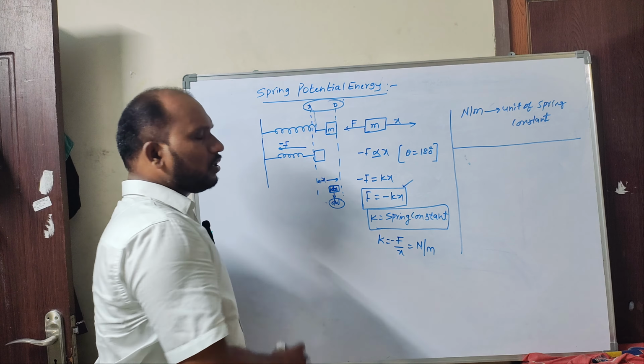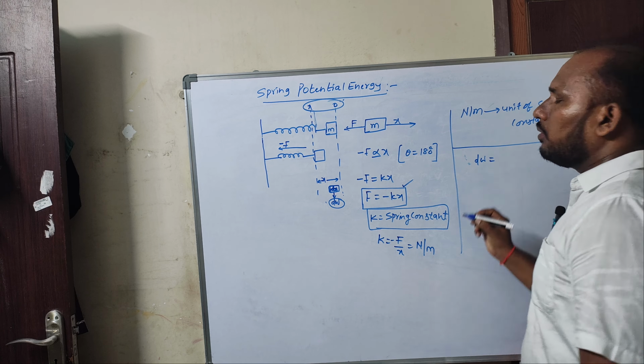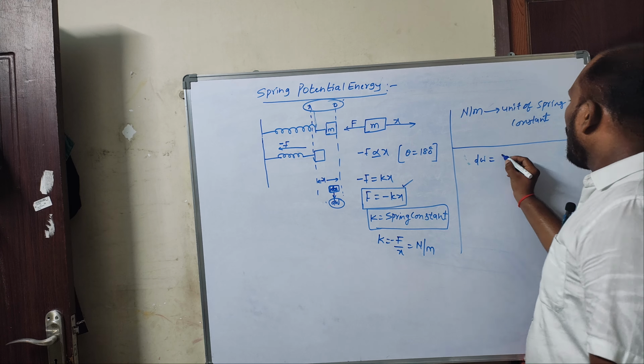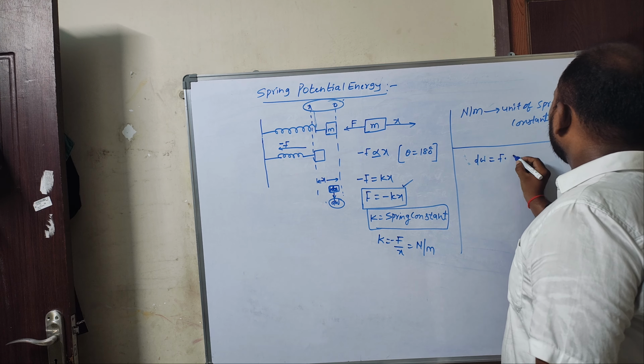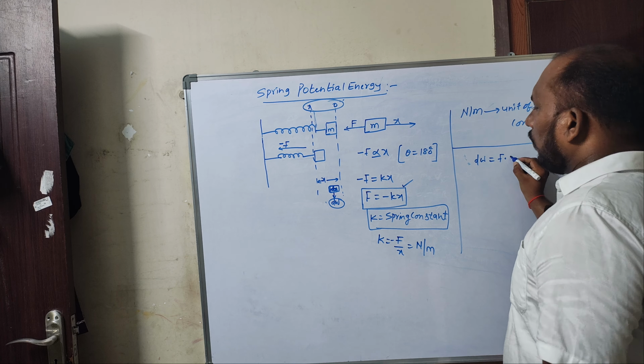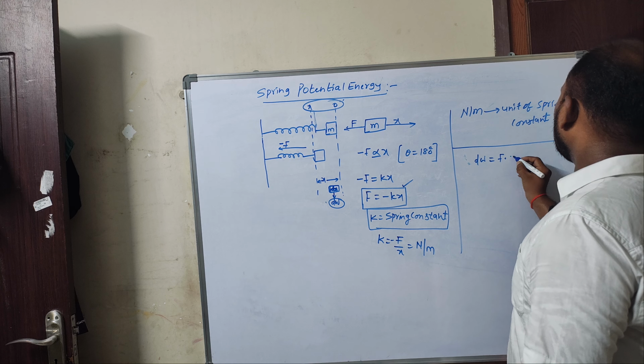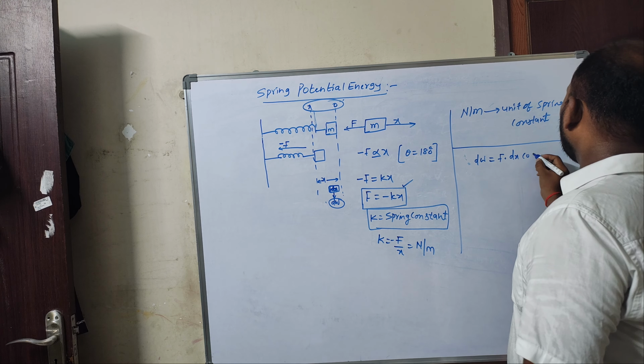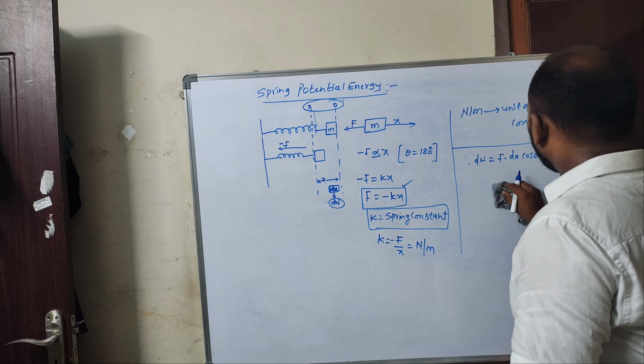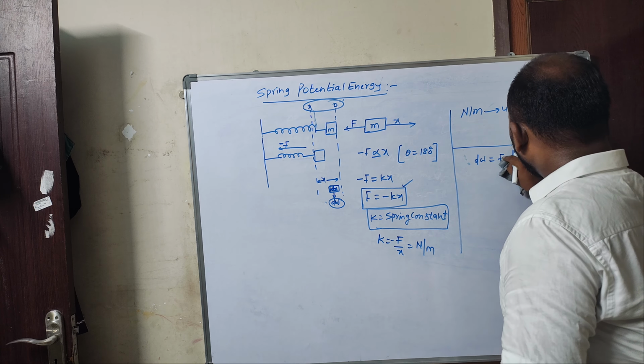So what is the formula, guys? dw, everybody knows, in lower classes you learned that dw is equal to f into, what is the displacement here, guys? dx is the displacement, into cos theta. So I hope you people are understanding. So f into dx into cos theta, the work done formula. So dw is equal to f into dx into cos theta, guys.